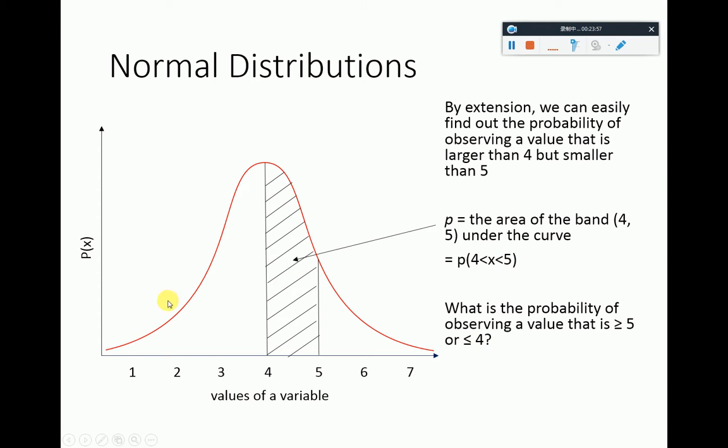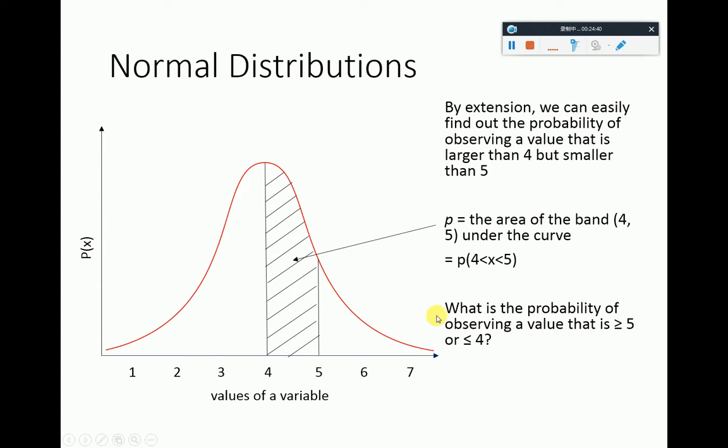Now let me ask you, given this distribution, what's the probability of observing a value that's larger than 5 or smaller than 4? How can we do that? What's the probability of finding a value from this sample, given this distribution, that is greater than or equal to 5, or no greater than 4? It's actually very easy. You should pause now and think about it before I announce the answer.